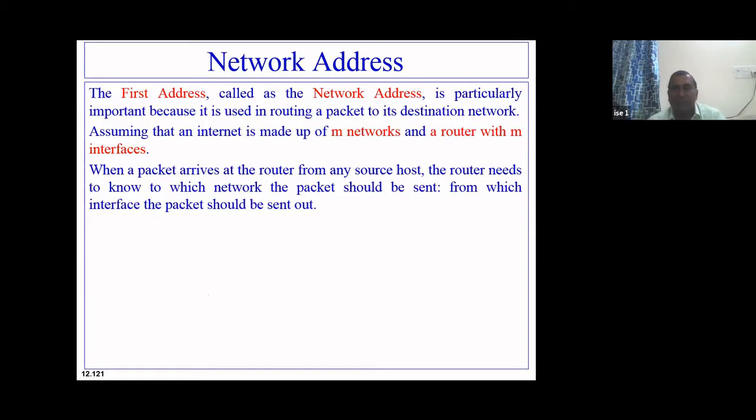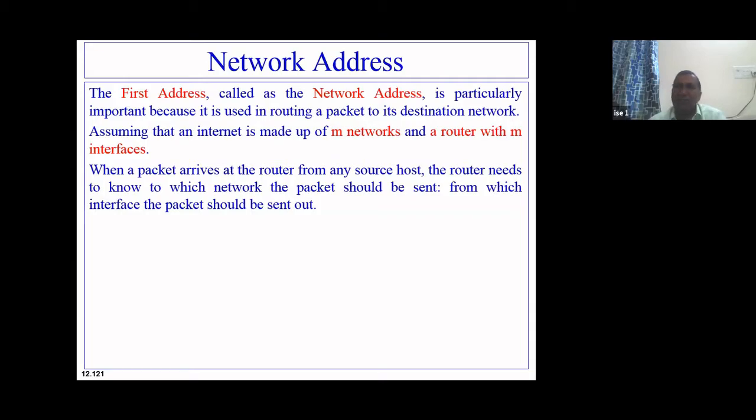Basically, the first address is given. What is the significance of this first address, also called the network address? Got the idea? Suppose there are M connections in the network. Our internet is made up of M networks.